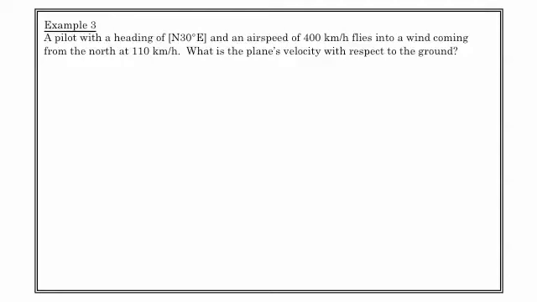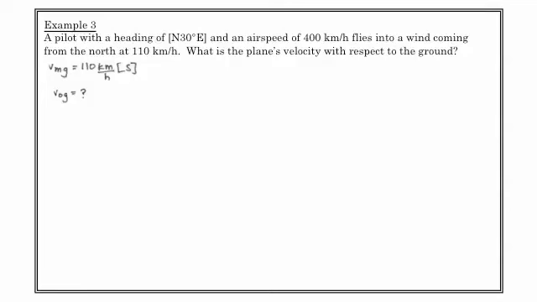So what's the plane's velocity with respect to the ground? So what does the plane actually do? Here it's flying 400 kilometers per hour, north 30 degrees east, but that wind is pushing it. So what's it actually doing to an observer on the ground? Well, let's take a look at what we have. One of the easiest things to point out is that we know that the wind is the medium. That's what our object is moving through. And the wind is coming from the north, so it's 110 kilometers per hour in the south direction. The question asks us straight out, what's the plane's velocity with respect to the ground?